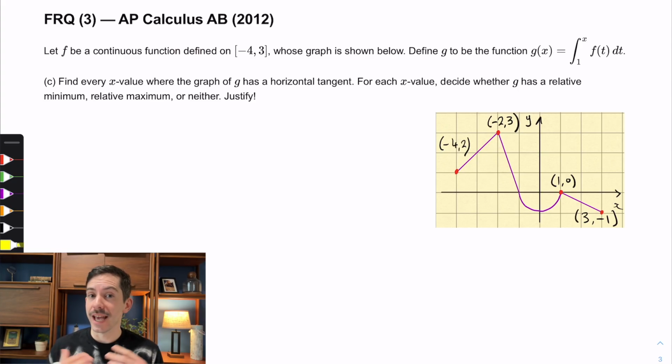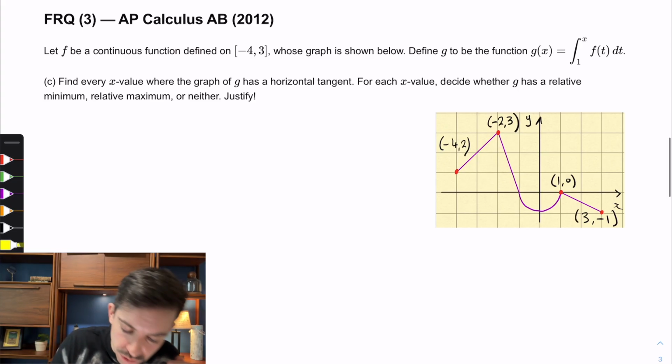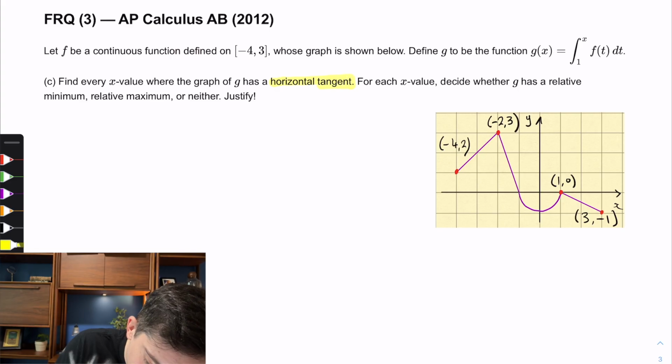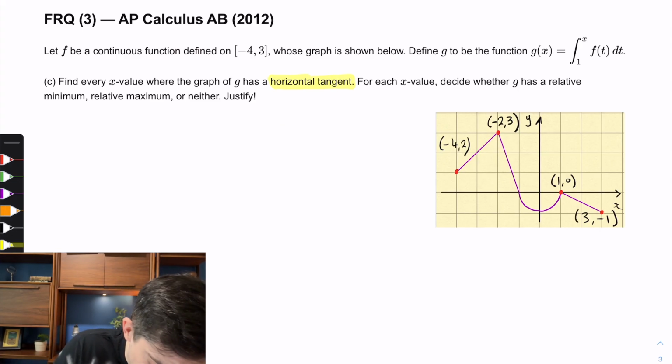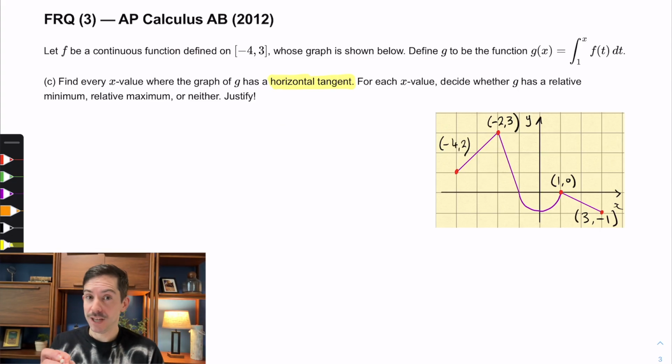Part C asks quite a lot of us. We're asked to find all the x values where g has a horizontal tangent. Not only that, but for each of those x values, I'm supposed to find whether there's a relative maximum, relative minimum, or neither at each of these x values. So, if we take that one step at a time, it's not too bad, I promise.